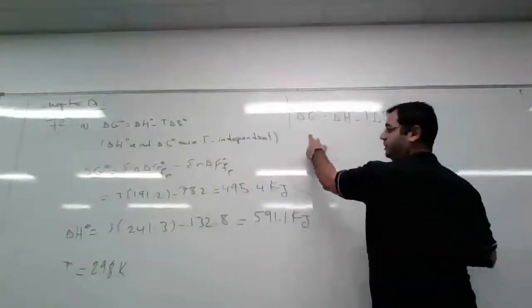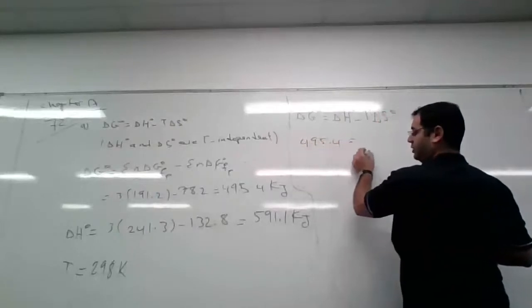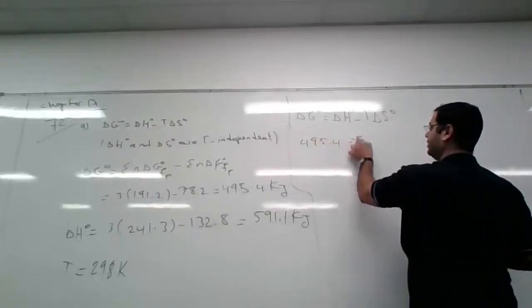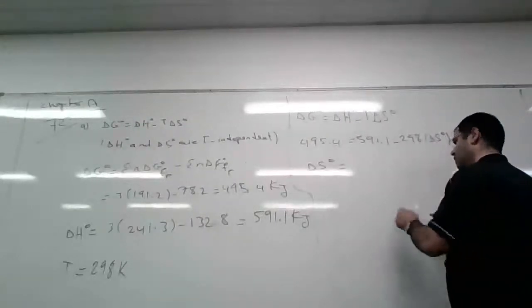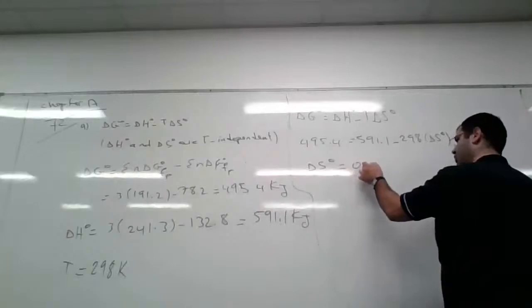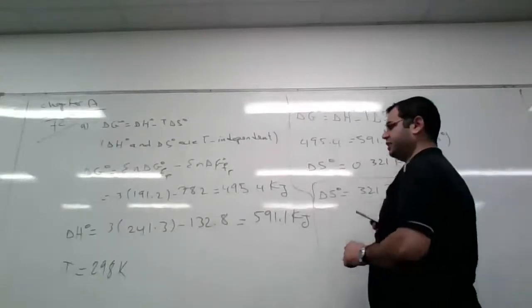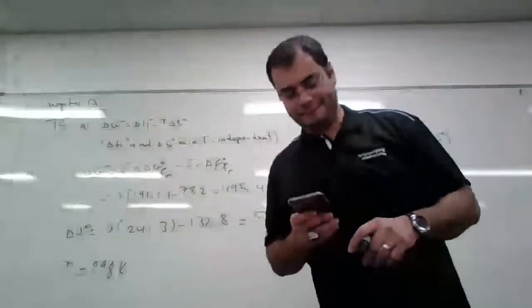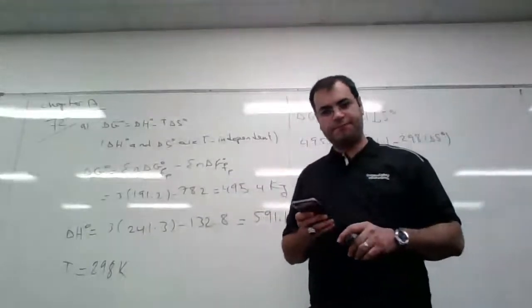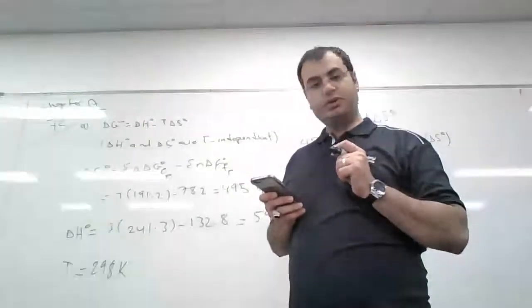What's the value of delta H? So 495.4 equals 591.1 minus T times 321, or 0.321 kilojoule per Kelvin. You have delta H naught and you have delta G naught. Okay. Can we continue now, guys?